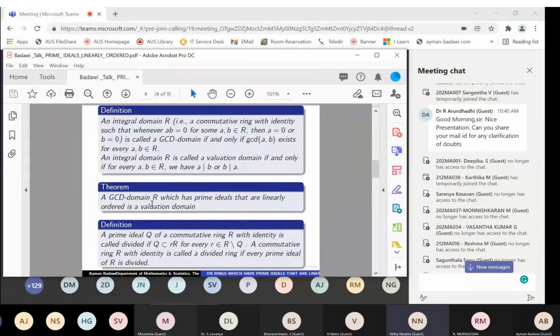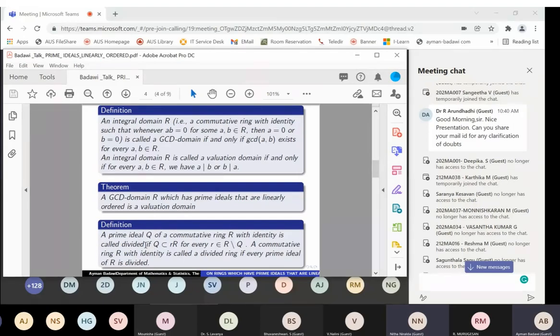Okay, so here is another reminder. Maybe some of you have seen this. What do we mean by a divided prime? A prime ideal Q of a commutative ring we call divided if Q is a subset of the ideal generated by R for every R outside Q. That's divided.